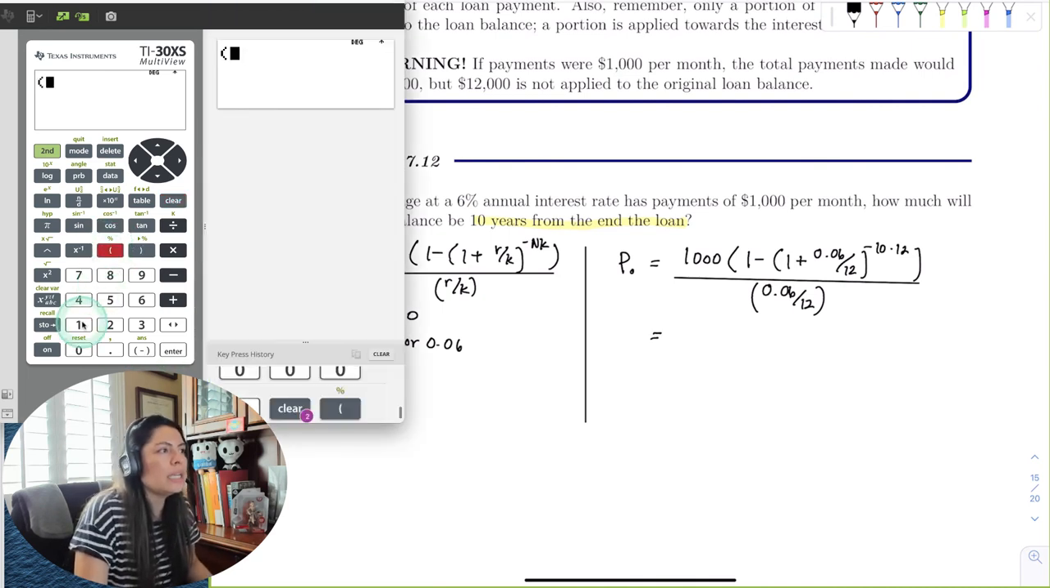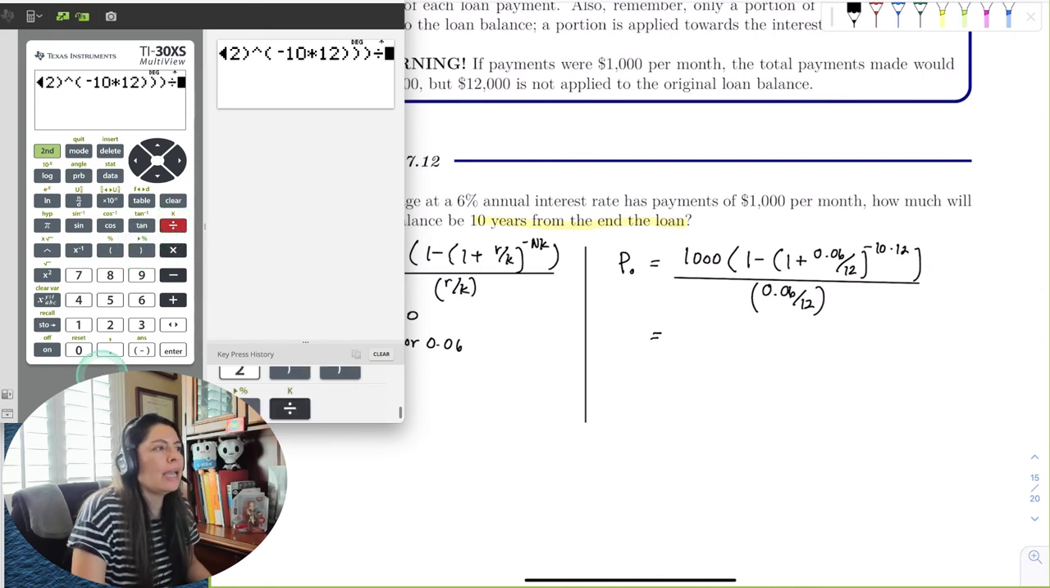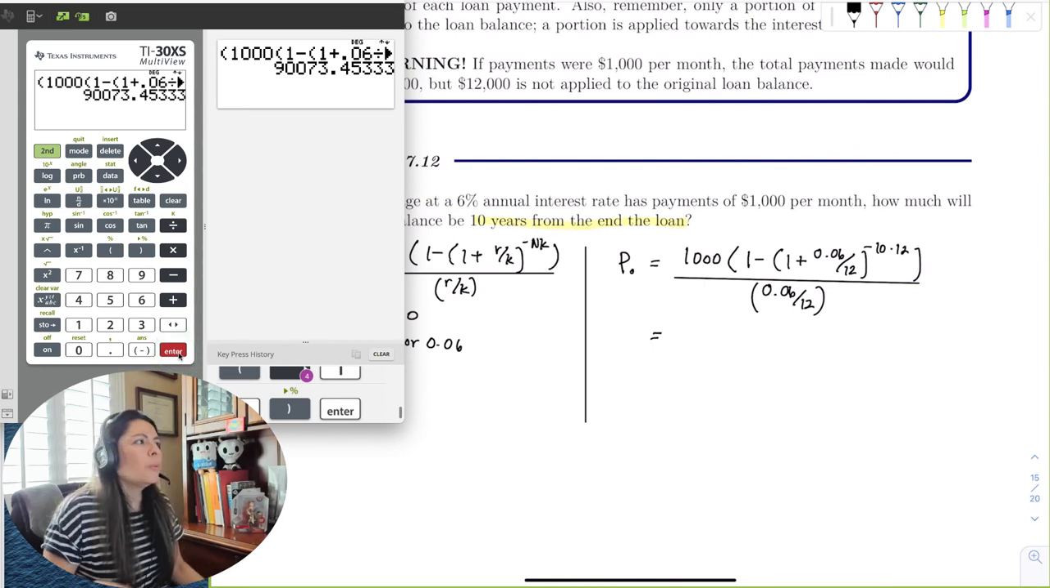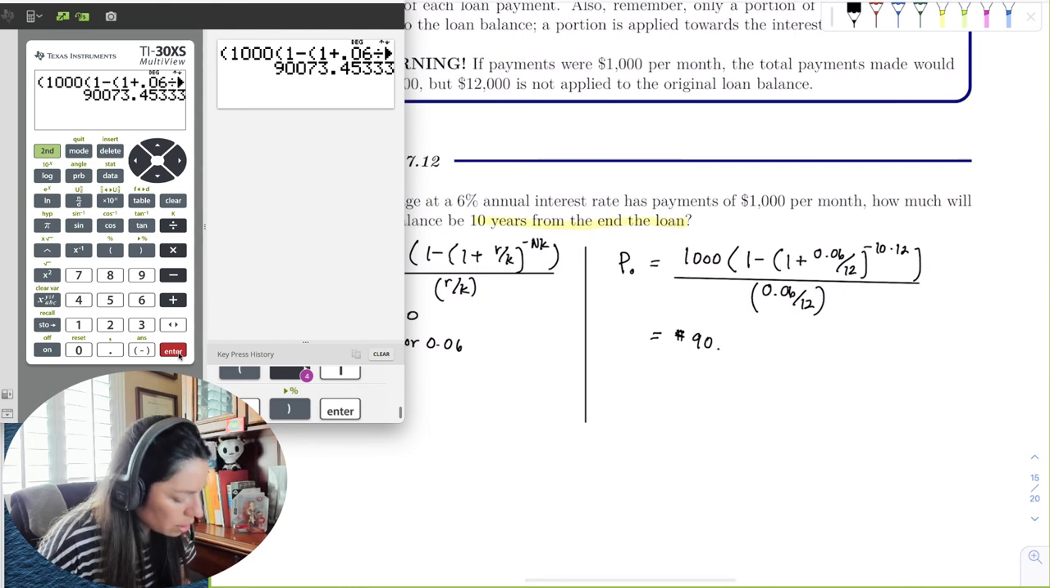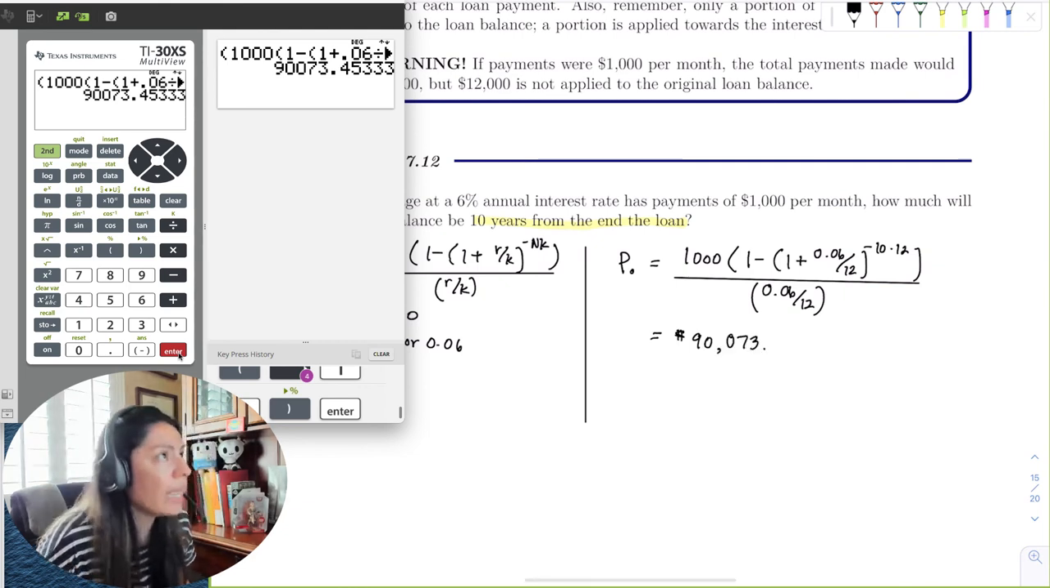So let's go ahead and put this in the calculator. For the numerator, parenthesis 1,000, parenthesis 1 minus, parenthesis 1 plus 0.06 divided by 12, exponent, parenthesis, negative 10 times 12, close the exponent, and then close the 1 minus, and then close the numerator. Then divide by 0.06 divided by 12. Close the denominator, enter. So we get an amount of 90,073.45.